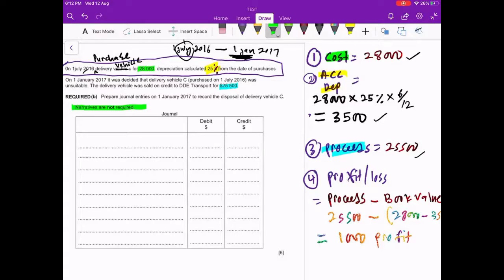Someone made a mistake. Is it profit or loss? Profit means this one right here, this one right here, we cannot use the same one. The name will be changed, better. You understand now? That is it.